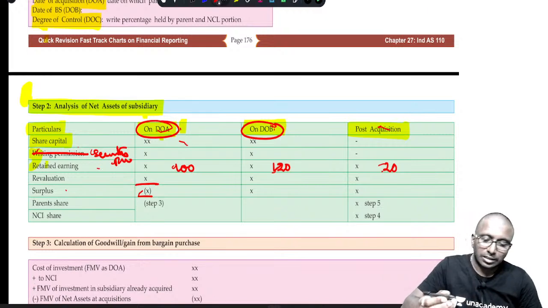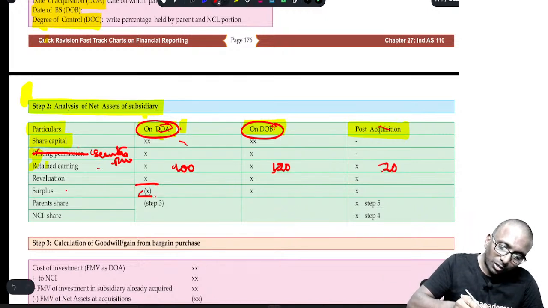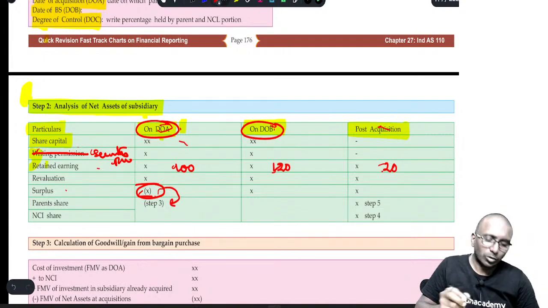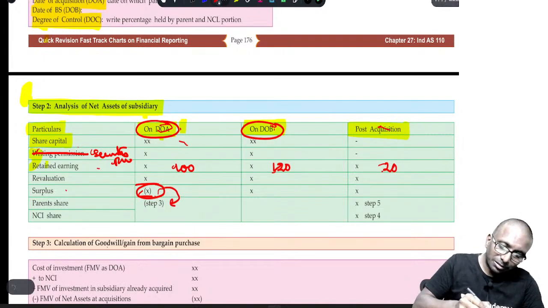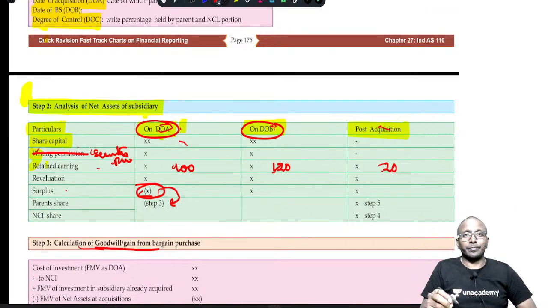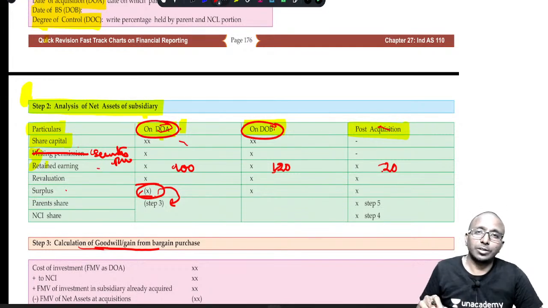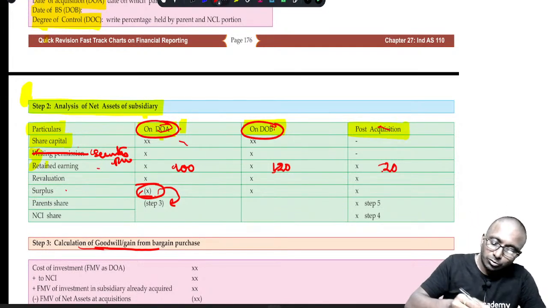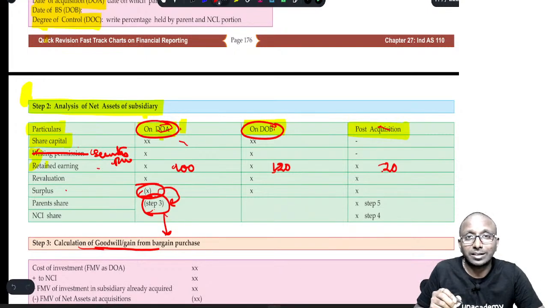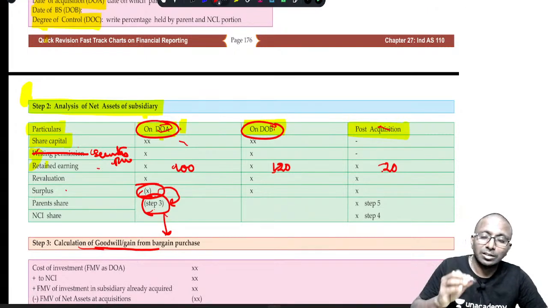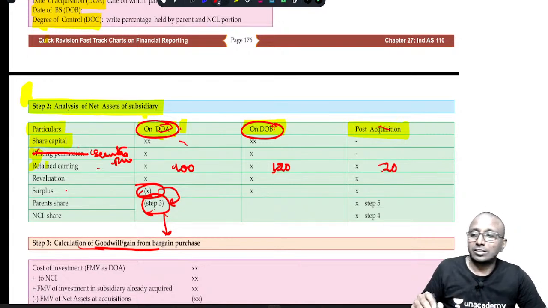Yes, correct. Whatever balance comes on the date of acquisition will go to step 3. What is step 3, sir? Step 3 is nothing but the calculation of goodwill. What are the net assets on the date of acquisition? That only has to come here, right? So that number I am obviously going to take in goodwill or gain from bargain purchase. Step number 3 purpose I will be using it.